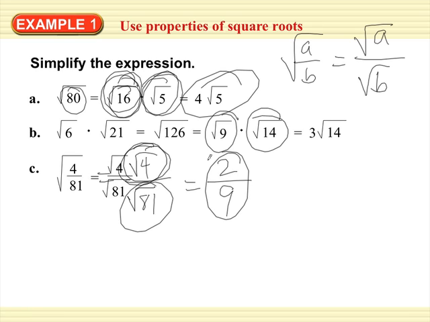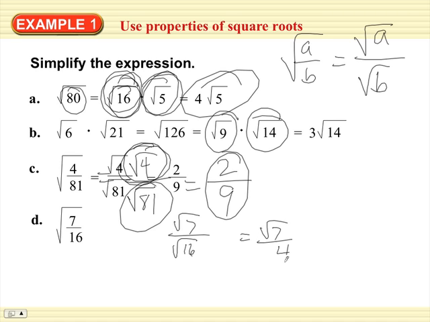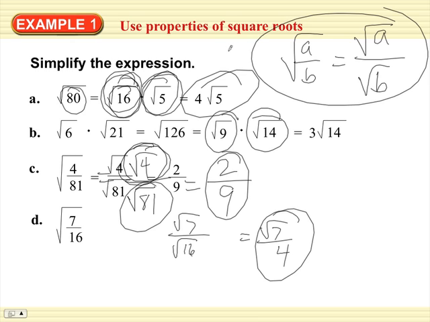Look at the last one. Letter D, square root of 7/16. Do that. Should take you about half a second. Ready, go. Got it? Square root of 7 over square root of 16, which is really square root of 7 over 4. Done. Good? You guys understand the properties going on here? Two properties. All right, let's make it harder.